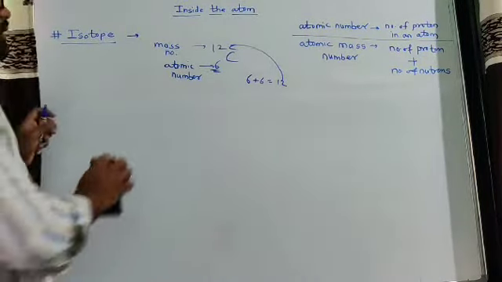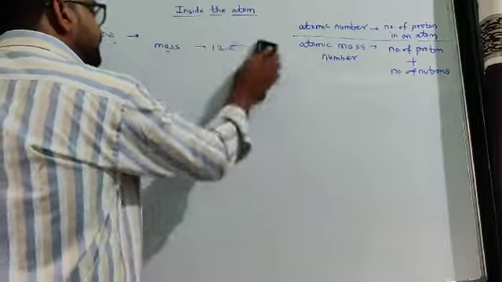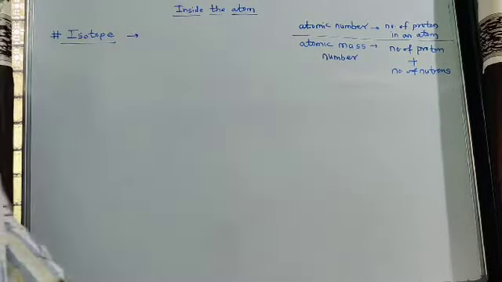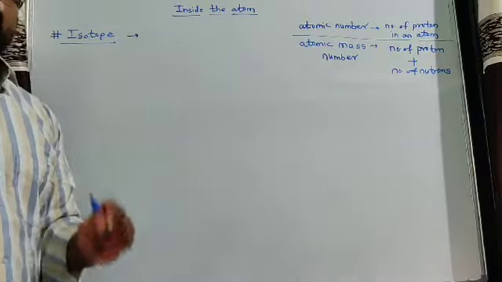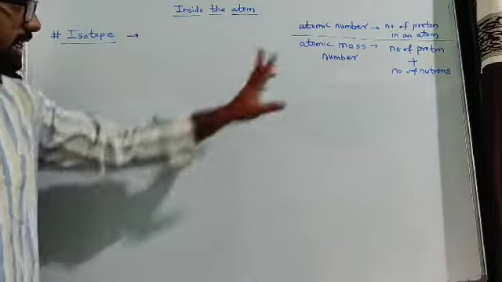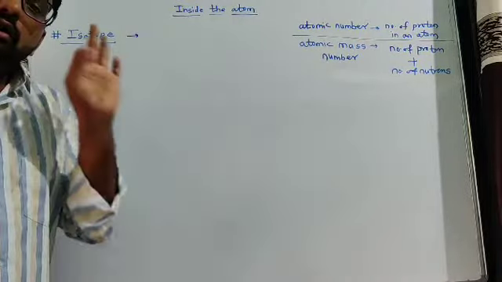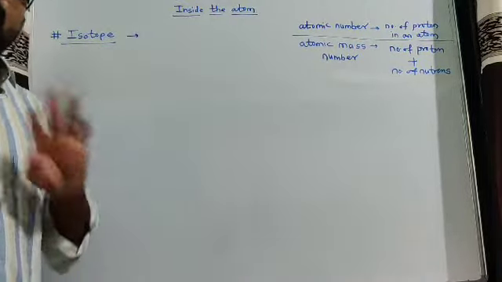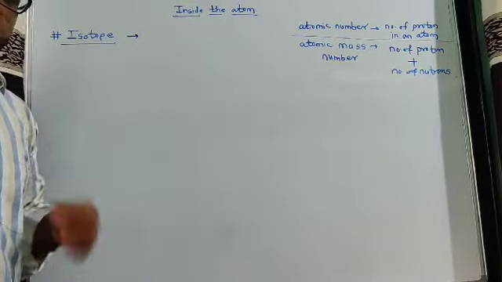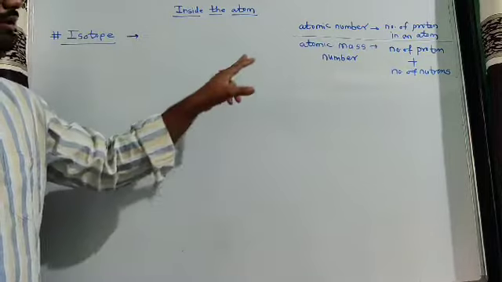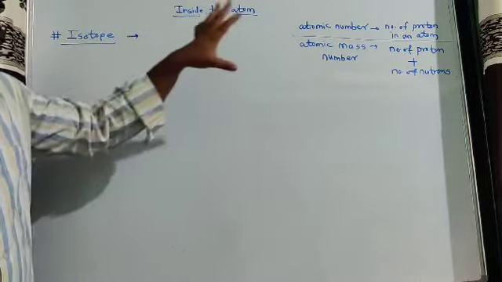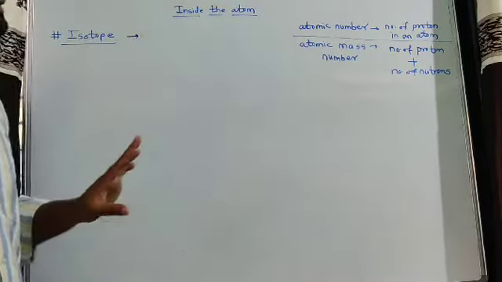So here we have to remember carefully that atomic number is nothing but the number of protons present inside the nucleus of any element, that we already studied. And what is mass number? The number of protons plus the number of neutrons, this addition present inside the nucleus of any element, is simply called the atomic mass number. This is how we can find the atomic number and mass number.